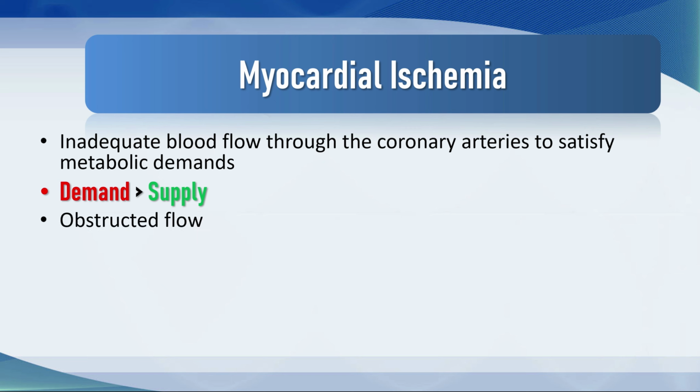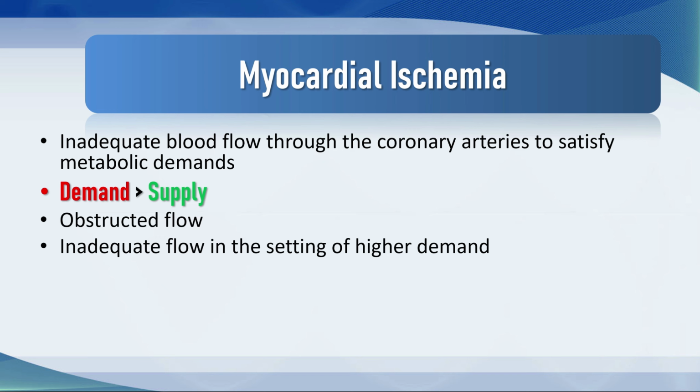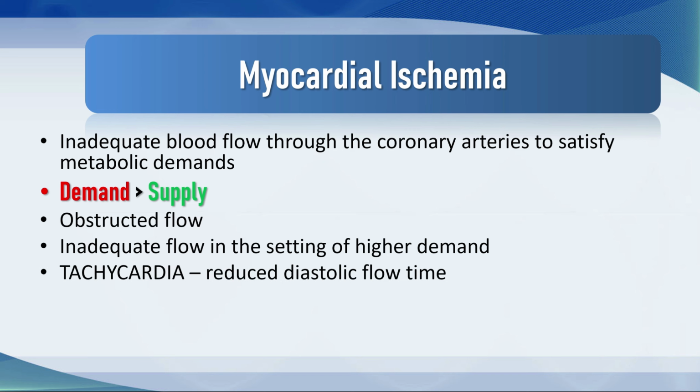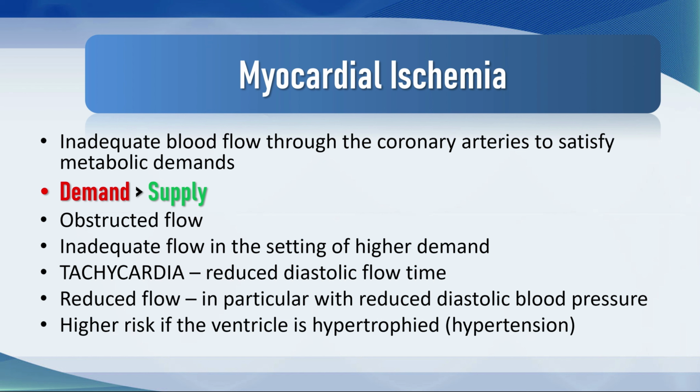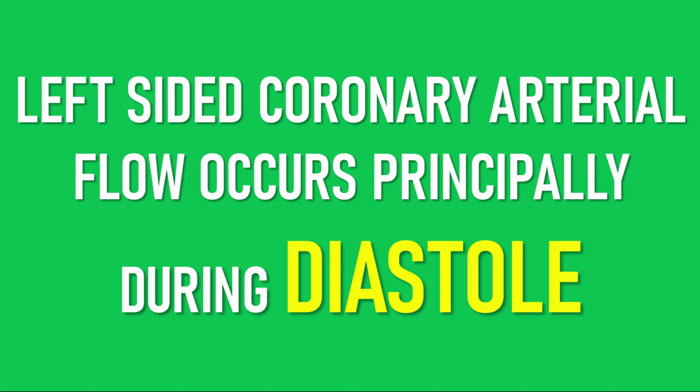And it may be caused by obstructive flow through the coronary arteries or inadequate flow in the setting of higher demand. For example, in tachycardia, there may be reduced diastolic flow time. There may be reduced flow, in particular with reduced diastolic blood pressure. And this may also be problematic if the patient has a hypertrophic ventricle, so a thickened ventricle. And the key thing to understand about myocardial ischemia is left-sided coronary arterial blood flow occurs principally during diastole.